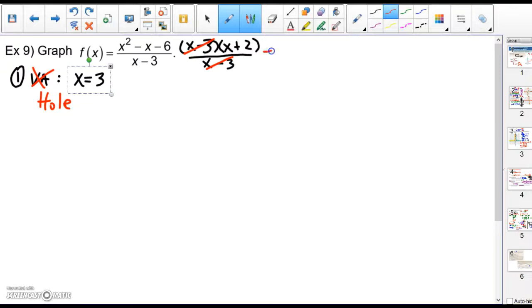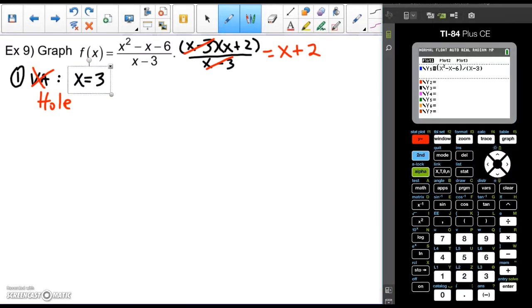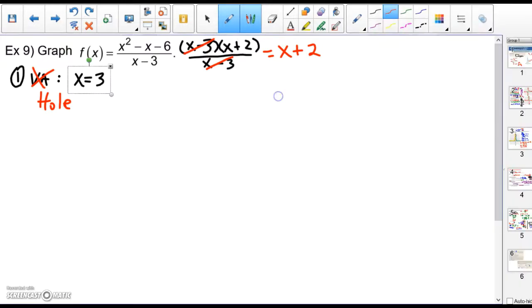So your function actually reduces down to something that looks like x plus 2, and you should know what that looks like. If I draw the graph of it, it just looks like a line. It's the line y equals x plus 2. Now there's more to it because it's got a hole in it. So let's check out what else it would have. Okay, so there's a hole at x equals 3.